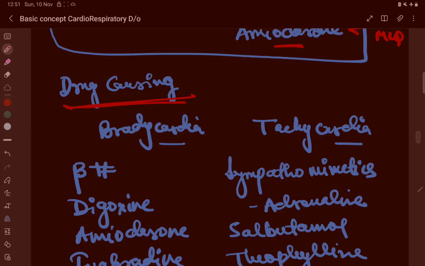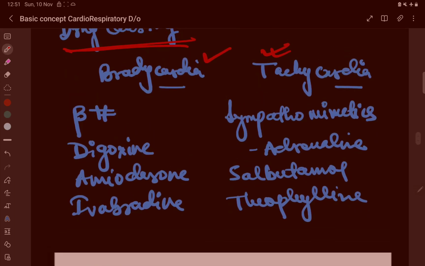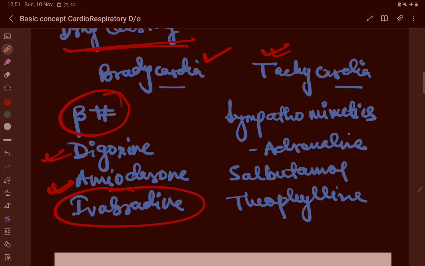Now, drugs causing bradycardia and drugs causing tachycardia. What are the drugs causing bradycardia? Beta blockers and ivabradine, these two you know. The important drugs are amiodarone again and digoxin. Very important: digoxin causes bradycardia.